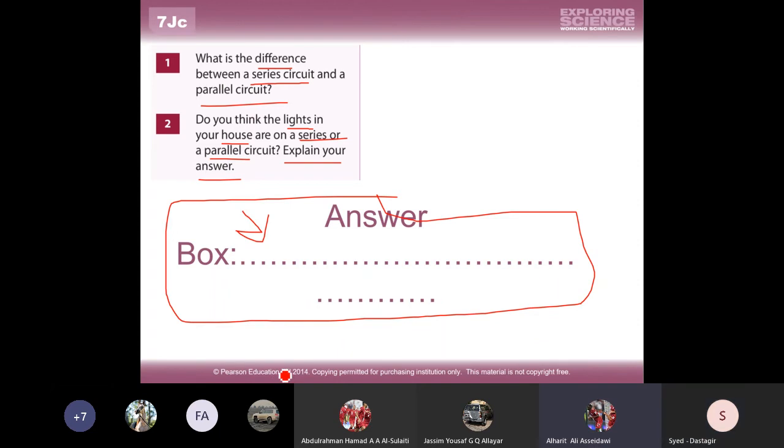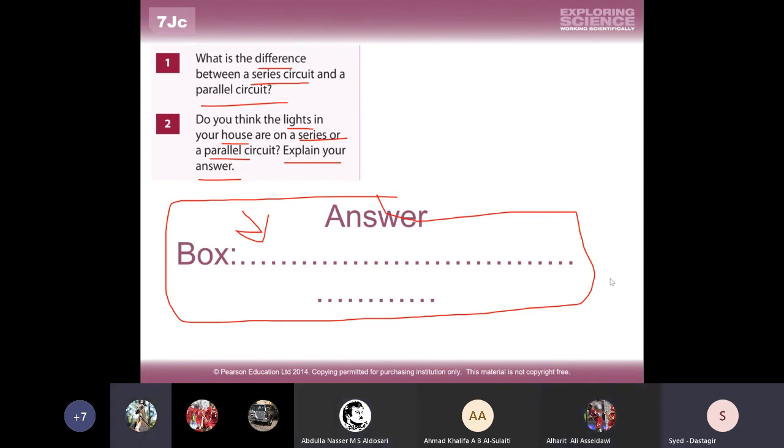Mister, I can't write this. So download it. Mr., how will I do it? I'm on my phone. Write on paper, write it in the chat. Okay, so I can see your answer.